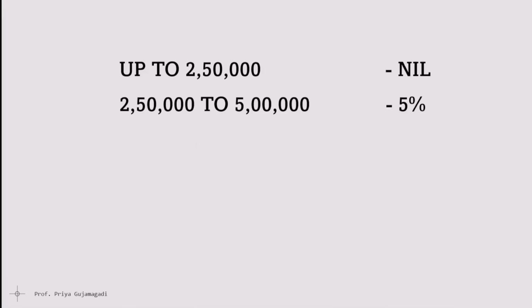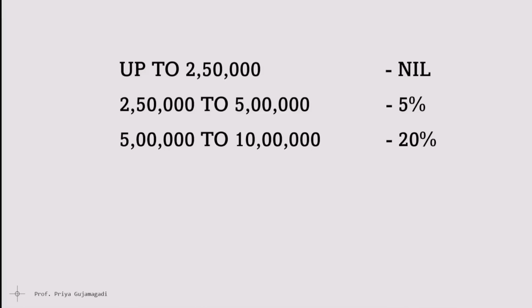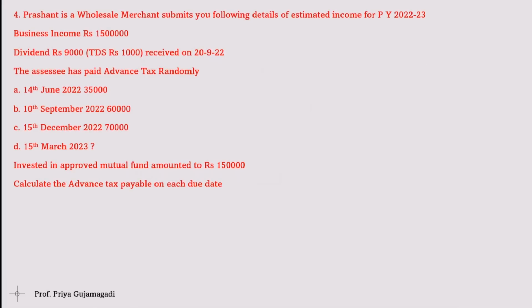2,50,000 to 5,00,000 is 5%. Actually this will be given as a rebate in the future, but for now you should know that 2,50,000 to 5,00,000 is 5%. 5,00,000 to 10,00,000 is 20%. Above 10,00,000 we have to pay 30%. This we need to remember to solve this problem. Coming back to the question now.